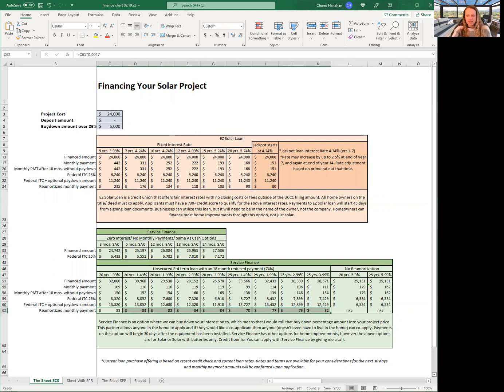I hope that that has cleared up a little of the confusion around financing. I'll send you the chart so you can play around with it and see what your options look like. And if you have any questions, don't hesitate to reach out.